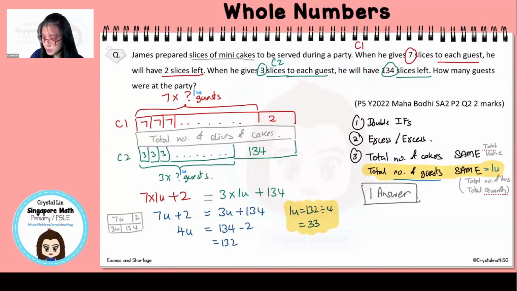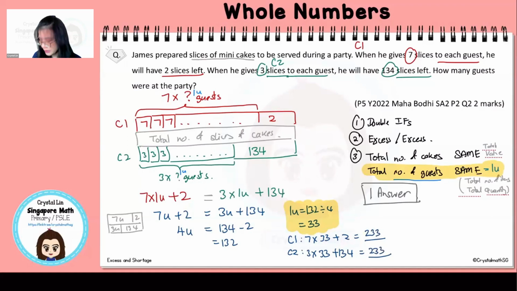Always for this kind of question, please do a check. Go back to the question in the paper. You can use a calculator to do this check. Read the question one more time. When he gives 7 slices to each guest, he will have 2 left. When he gives 3 slices to each guest, he will have 134 left. So you must add back the 134. Use your calculator, you can find the answer of each. If you manage to get the same answer for both, you can safely say that your answer is correct.